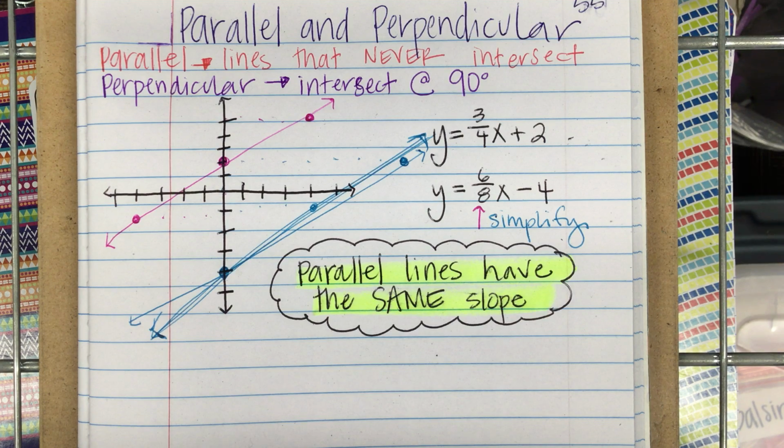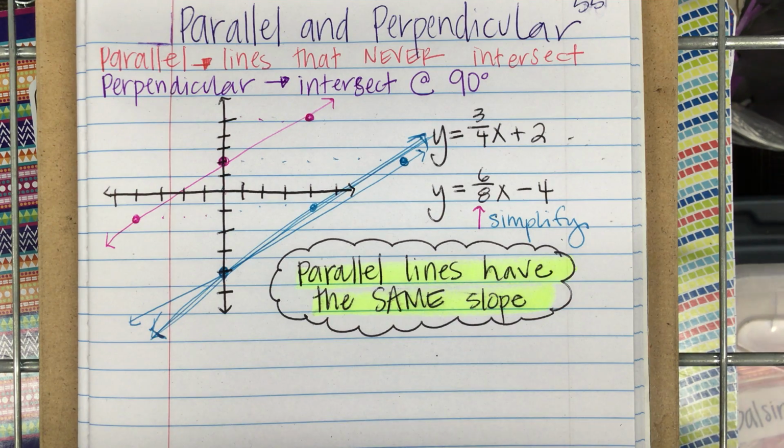If I said, hey, are those two lines parallel? And I gave you the equations, you could draw a graph and plot the points. Or you could look at those two equations and say, well, Mrs. Long, yes, they are parallel. And I know that they're parallel because the slopes are exactly the same. Even though 3/4 and 6/8 are different numbers, when you simplify those fractions, it creates the same slope.